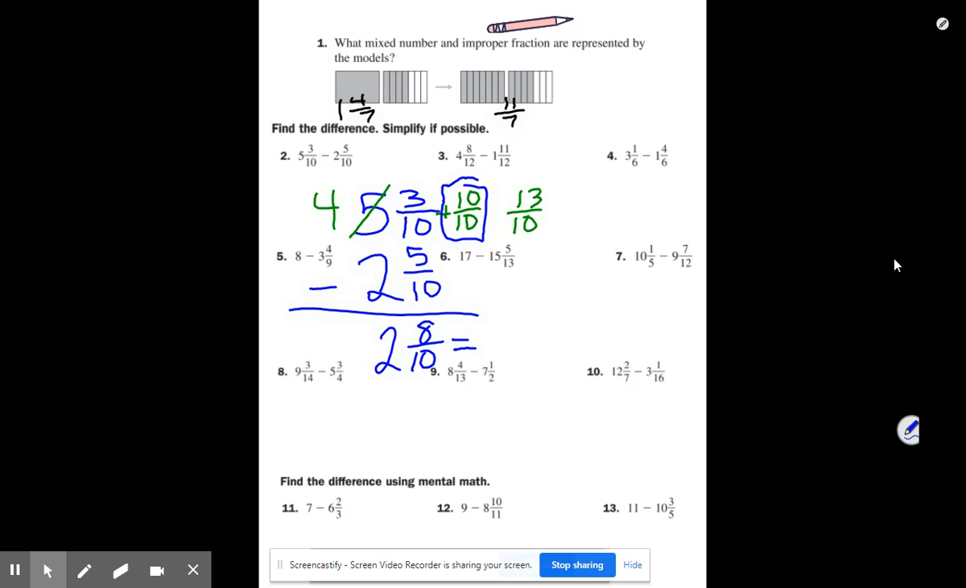Okay, and then when I simplify, I get 2, and both numbers are divisible by 2, so I'm going to do that. 4. I lied, it's 4/5, yeah. I say a 2, I write a 2. That's how that works.